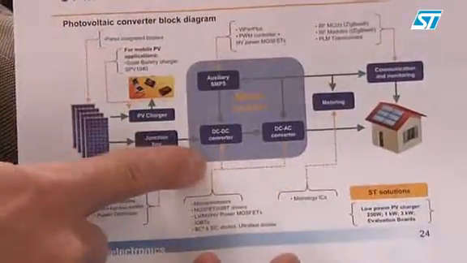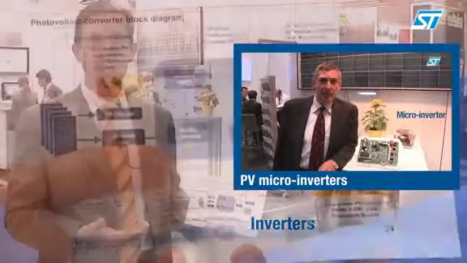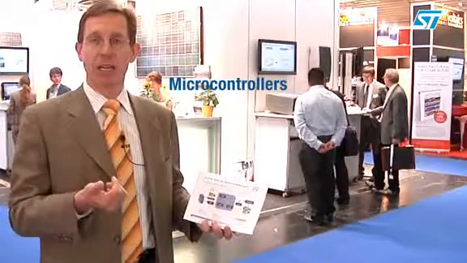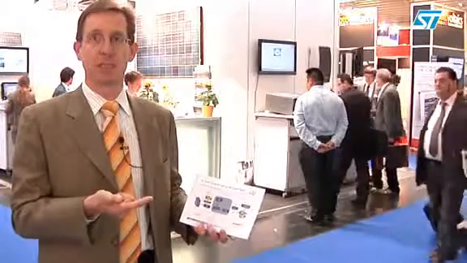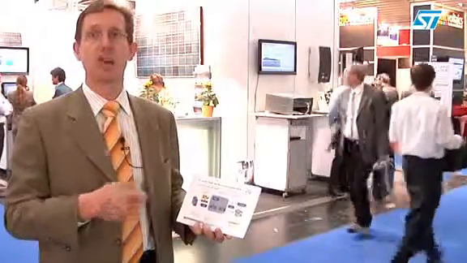Then we have all the semiconductors for the inverters, and these may be microinverters, where we can support with top microcontrollers, with power MOSFETs, low voltage and high voltage. Especially the low voltage MOSFETs are for the microinverters, while on the output side, in order to invert to the grid, we have the IGBTs, very low drop IGBTs, or extremely good and state-leading power MOSFETs, especially our MDmesh5 family.